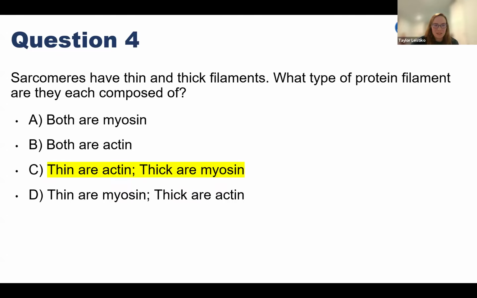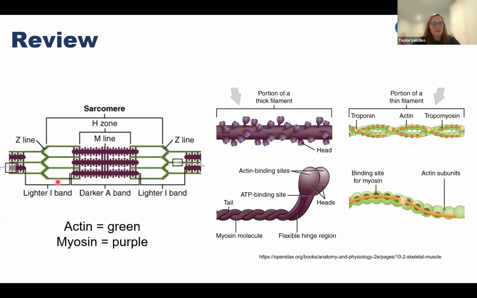And then here's a good picture of that too. So you can see the green is much smaller looking. That's the thin and that's the actin. And then the purple is the thicker ones, and those are all myosin. And then this slide also has in the sarcomere, they use the sliding filament model when the muscle is contracting. So essentially these myosin heads pull the actin over it. And that's what helps the muscle contract.